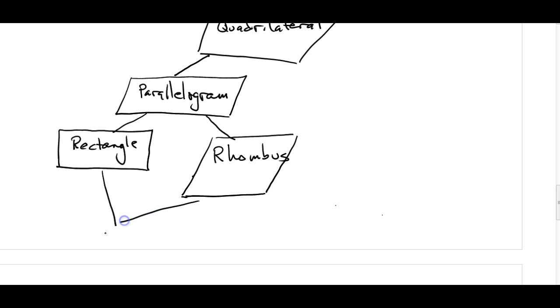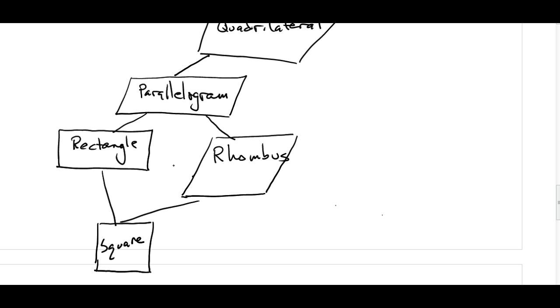The thing that you want to notice about the tree here is that the lower figures have all the properties of the figures above them. So a square has every property of parallelogram, rectangle, and rhombus. It does not work the other way around though.